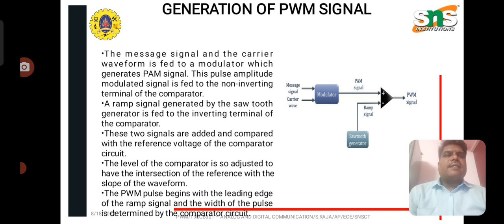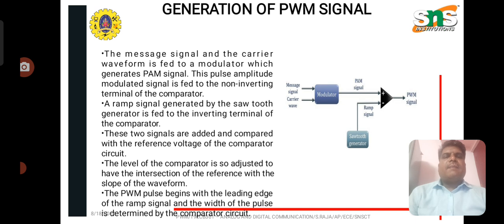So this is the generation of the PWM signal. The message signal and the carrier signal waveform are fed to the modulator, which generates the pulse amplitude modulated signal. This pulse amplitude modulated signal is fed to the non-inverting terminal of the comparator. A ramp signal generated by a sawtooth generator is fed to the inverting terminal of the comparator. These two signals are added and compared with the reference voltage of the comparator circuit.